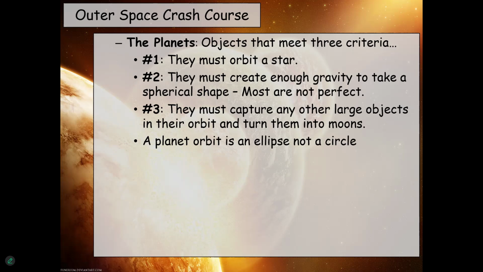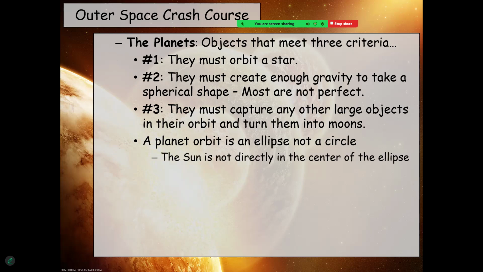So yes, there is a place where it's too far away, and there is a place where it's too close, but it's a range of thousands of miles when it comes to that measurement. Because again, we don't orbit in a circle, we orbit in an ellipse. We talked about how the sun is not directly at the center of that ellipse.